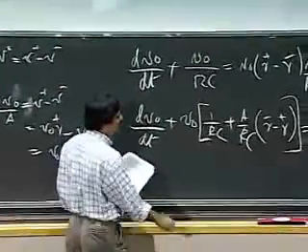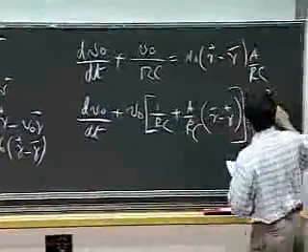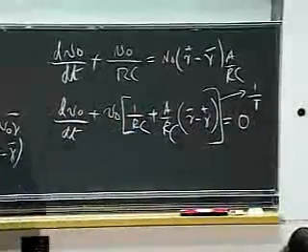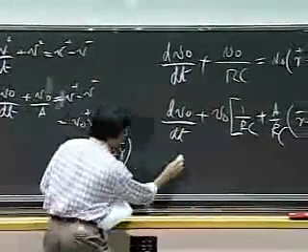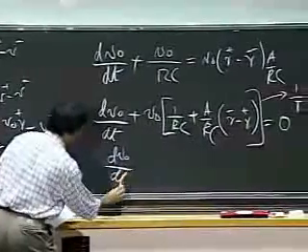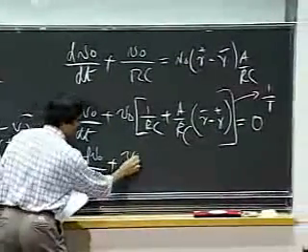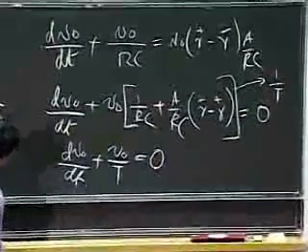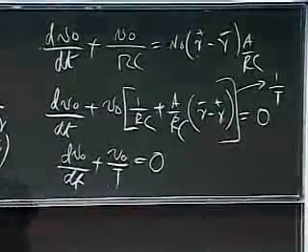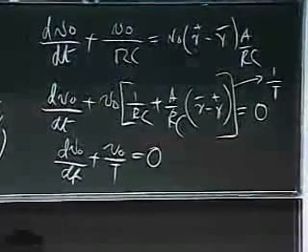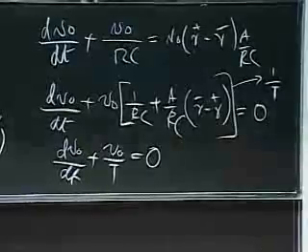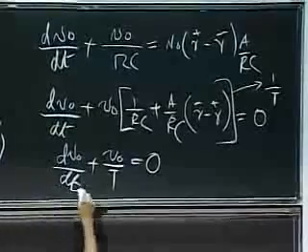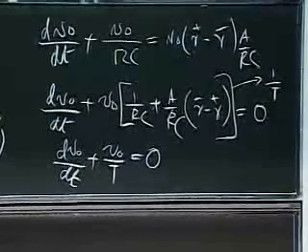To make it even simpler, I'll replace this thing by 1 divided by T, much as we did for first order equations. So what I end up with is dV naught by dt plus V naught divided by T equals 0. Despite all that grubbiness, I end up with something very, very familiar to all of us.